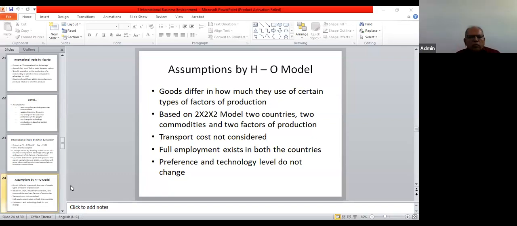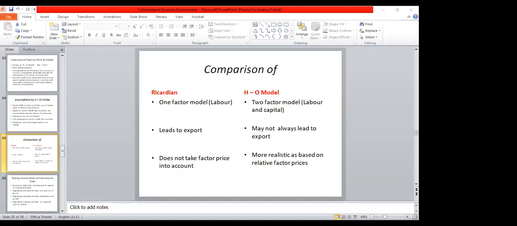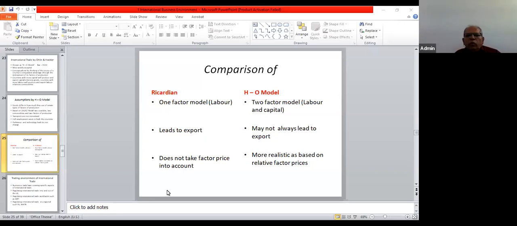Now, in the last 2-3 minutes, let me show you the last slide of this theory, because this is also an important one. This slide speaks about the comparison between the Ricardian and HO models. I have highlighted 3 points. Ricardian is based on a one factor model, whereas HO is based on a two factor model. So two factors are considered in HO, and Ricardo is considering a single factor. This is the difference between these two theories.